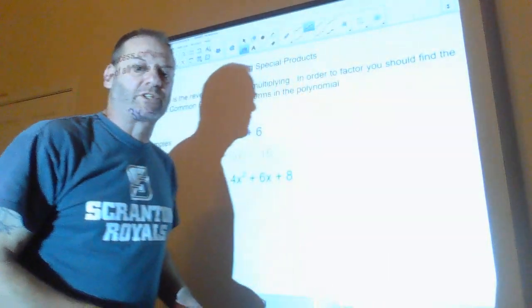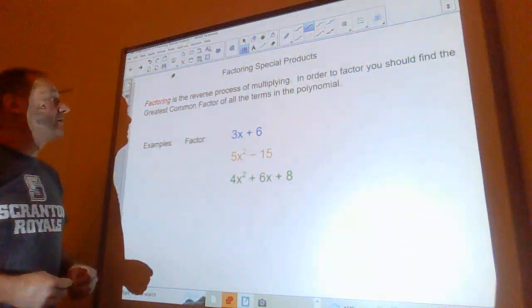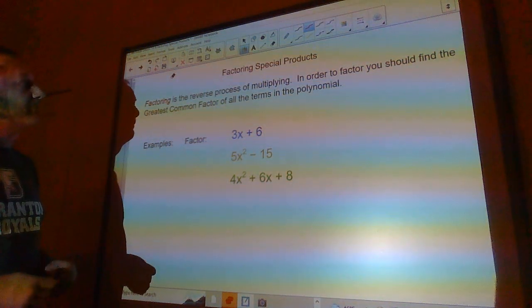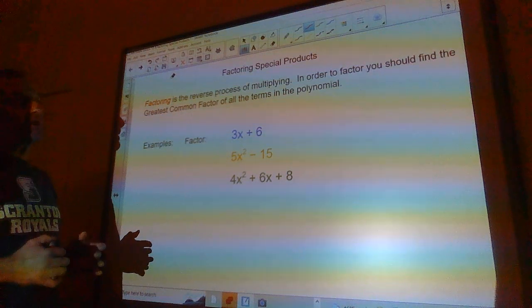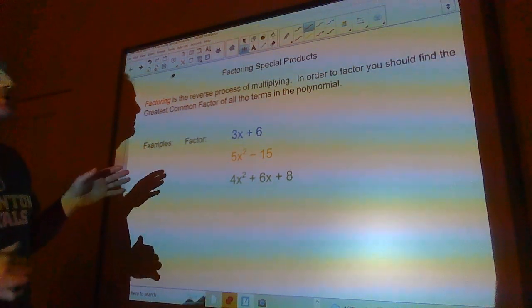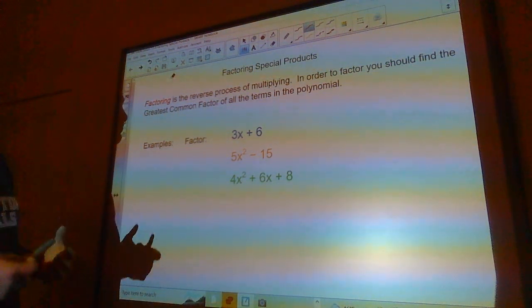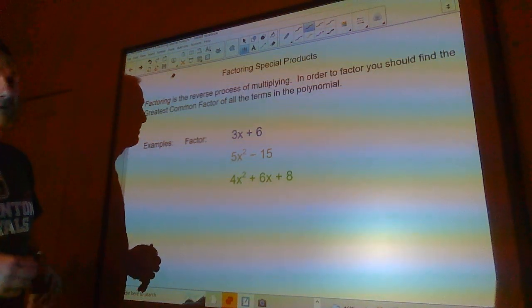Hello, everybody. Today we are going to talk about factoring special products. Okay, so factoring is the reverse process of multiplying. So in order to factor, you should find the greatest common factor of all the terms in the polynomial.